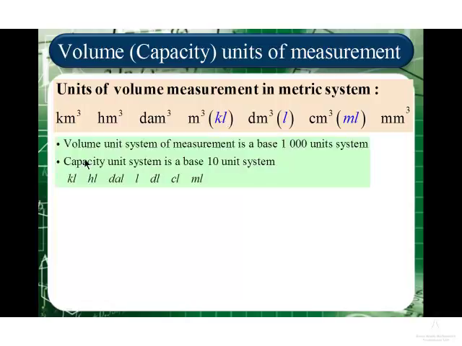Now, note that the volume unit system of measurement is base 1000. It's three-dimensional, so it's 10 to the power 3 to move from one unit to the next in this particular range of metric units of measurement that we have on the screen. Whereas the capacity unit system is a base 10 unit. In other words, if we, for example, want to convert 1 cubic meter, or correspondingly 1 kiloliter, to liter, it is an order of 10. In other words, we have 10 liters makes 1 kiloliter in this case.